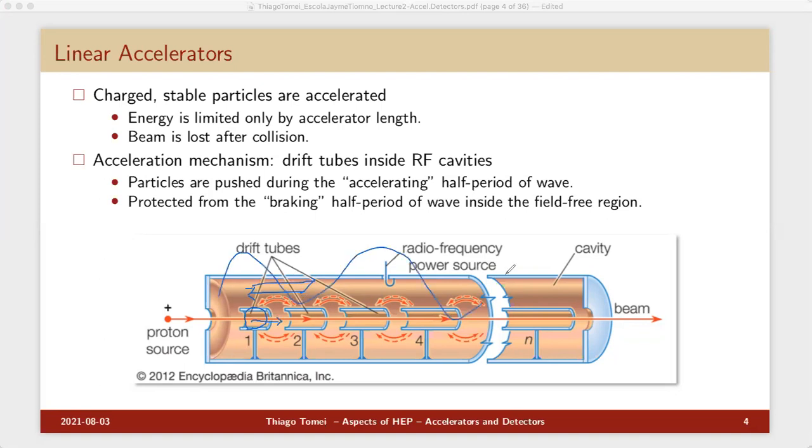The frequency of this electromagnetic wave that is here depends only on the geometry of the cavity and on the frequency at which I'm driving it. That's why it's a radio frequency cavity. You set up the geometry of the cavity, you set up a driving source, and that's it. It's literally just the frequency of the driving oscillator.